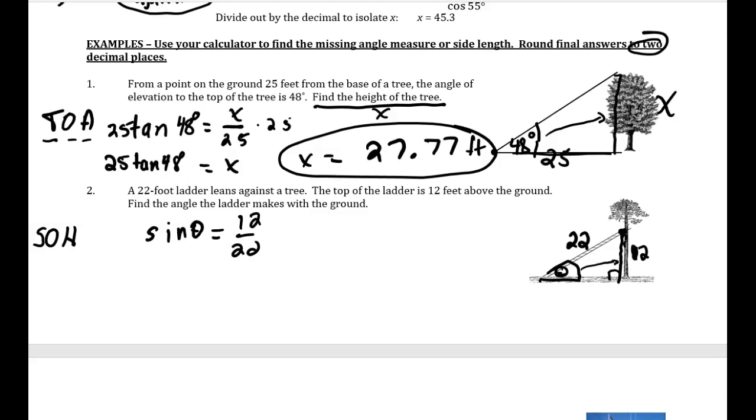To evaluate this will now give us our angle. If you remember, you've got to find that second sine key, the one that looks like sine raised to the -1, and then of 12 over 22. Cannot do that without the calculator. So again, that's the second sine, so you do the sine to the -1, type in that fraction, 12 divided by 22. And we find that our angle is 33.06 degrees.